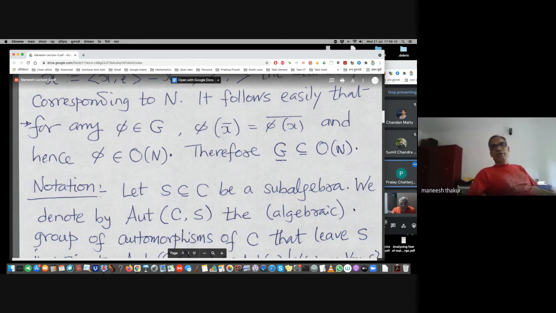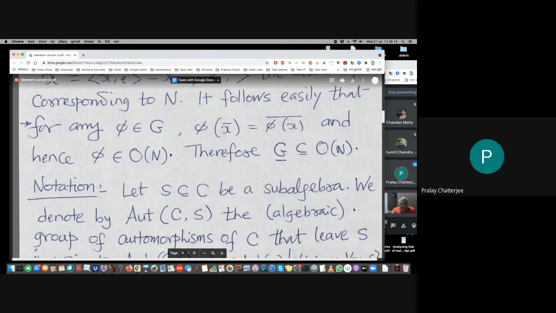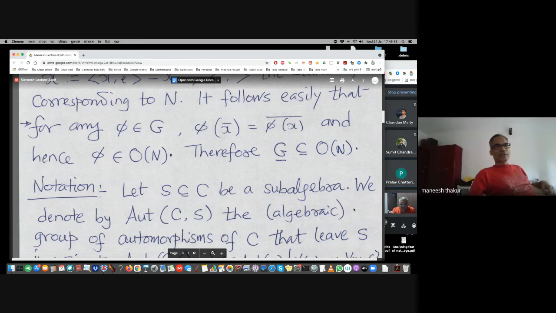But Pralay, these algebras are very well behaved in that respect. We can pass this. Yeah, there is subtlety. I thank you for bringing it out. But indeed, I waved hands there.